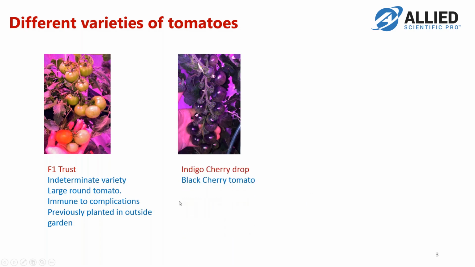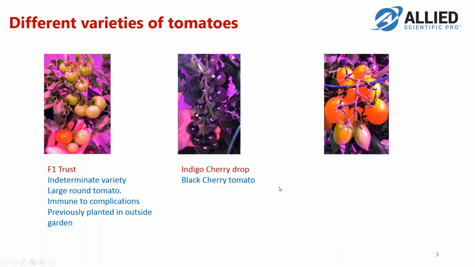Number 2 was Indigo Cherry Drop. It's a black cherry tomato, a rare variety that had never been planted before in the outside garden in Florida. And number 3 is Gold Rave. It's again a rare variety, a golf ball size, orange plum tomato, also never planted in the outside garden before.